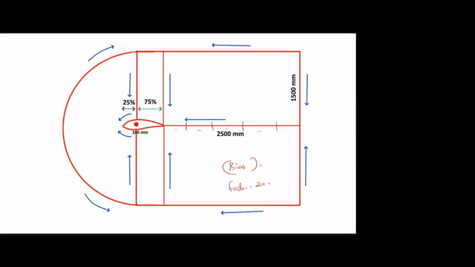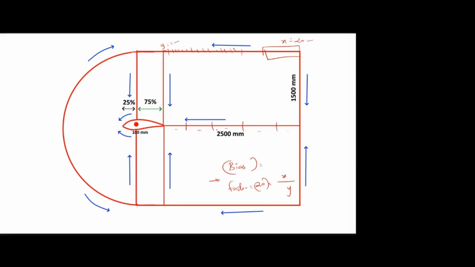For example, if I give bias factor 20, then that means it will create the mesh like this. It is fine here, then it will increase and become coarse here. So 20 means the last cell size divided by the first cell size. For example, if the last is 20 mm and the first is 1 mm, then the factor is 20. So the bias factor is the ratio of last cell size to the first cell size. This option we are going to use.